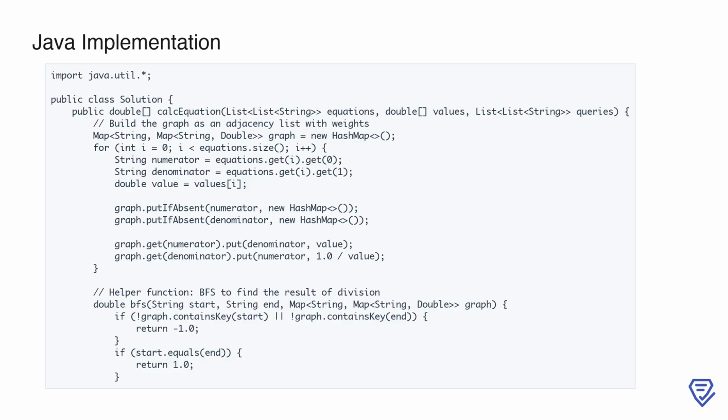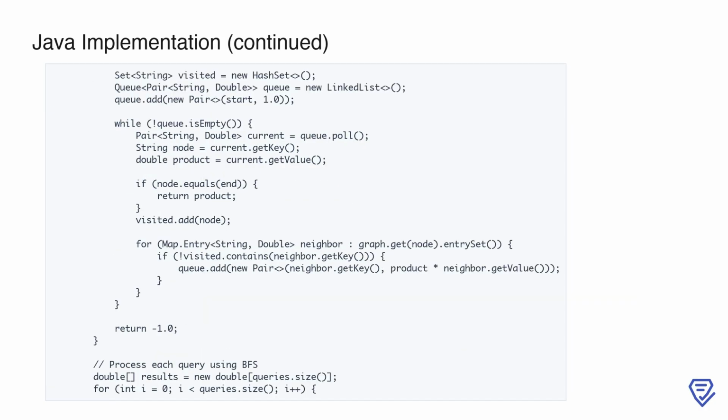Next, we establish the bidirectional relationship between the two variables. For example, if numerator/denominator equals value, we record this in the graph, and we also add the inverse relationship, denominator/numerator equals 1.0/value. This step ensures that our graph is properly built and ready for traversal. Finally, we define a helper function BFS to perform a breadth-first search, which will help us evaluate the queries.